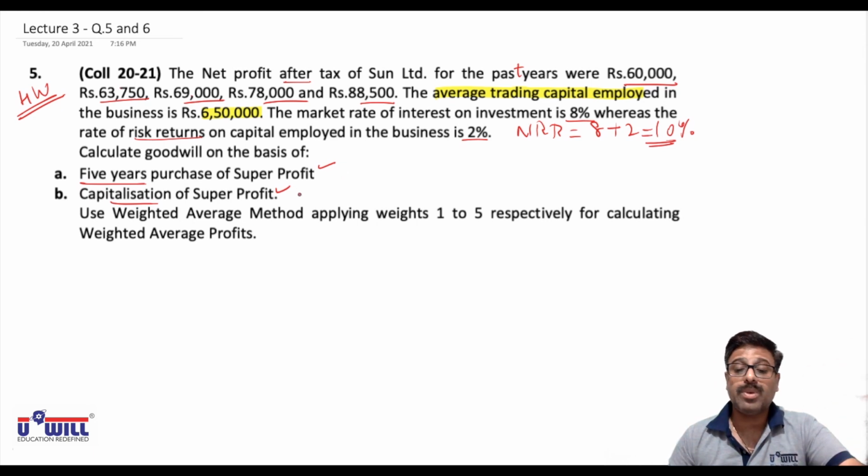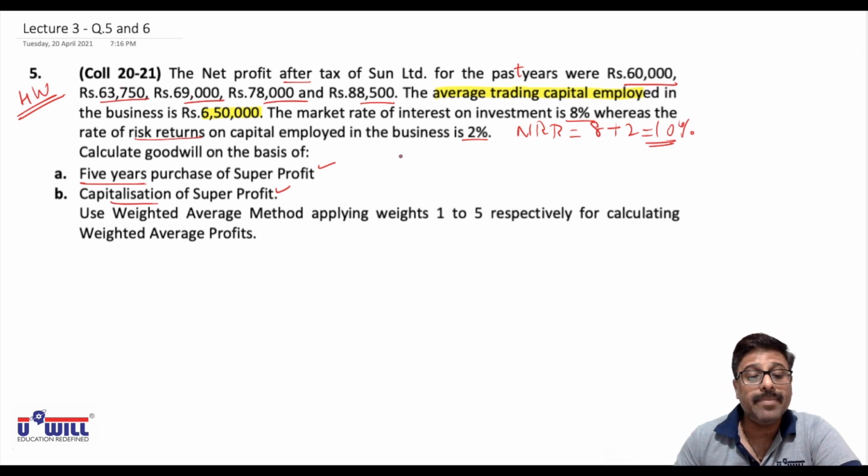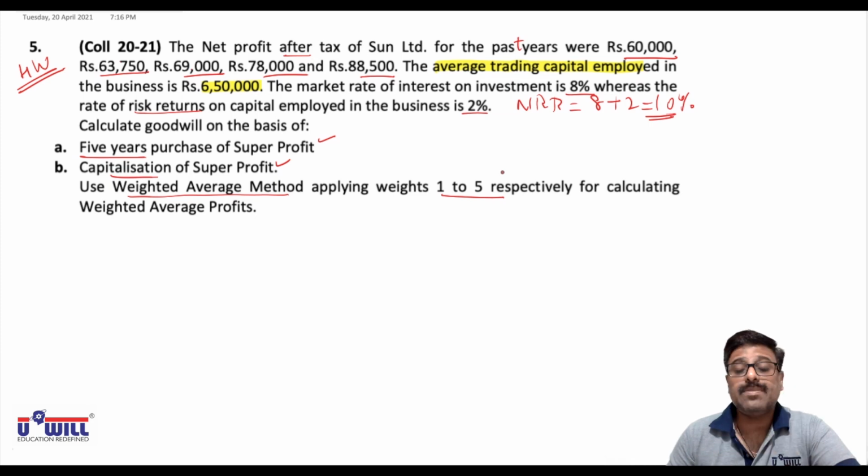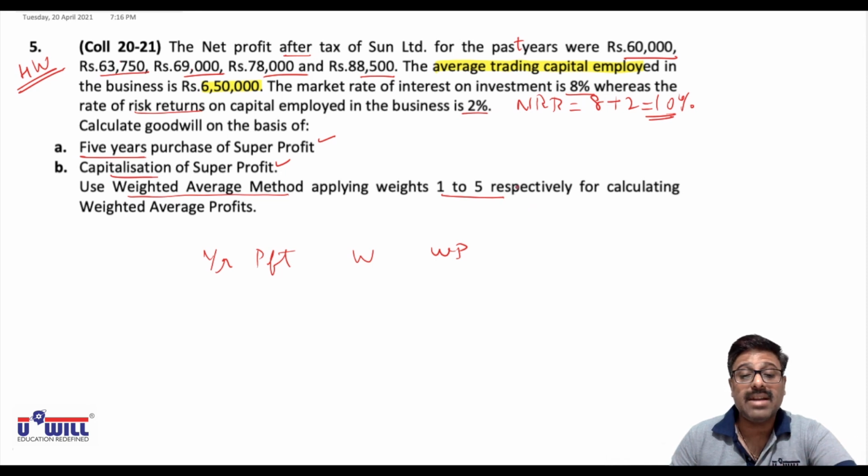So simply formula super profit upon normal rate of return into 100. And see, it's clearly given use weighted average method applying weights 1 to 5. So you will use weighted average. No adjustments are given in this question, means directly you have to make the table of years, profits, weights, weighted profits straight away. And then weighted average profit, total weighted profits divided by total of weights. That itself will become average future maintainable profits. Then capital employed, it is directly given. And then you apply the formula of super profit and capitalization method. All information is directly given.